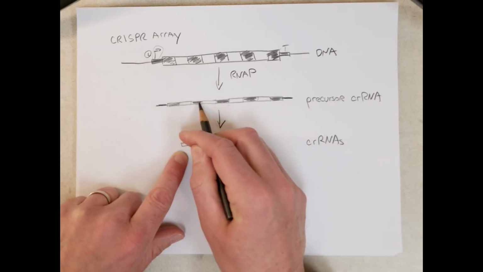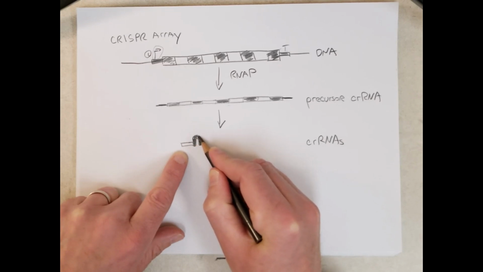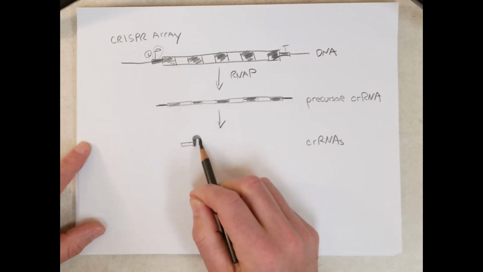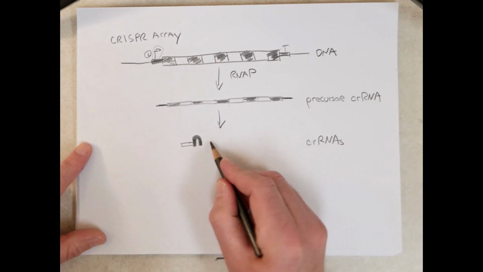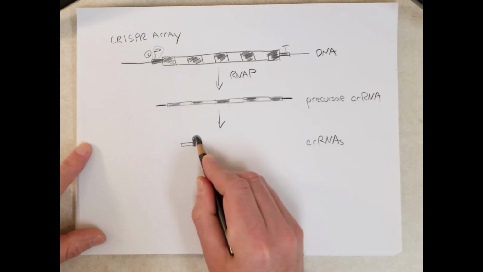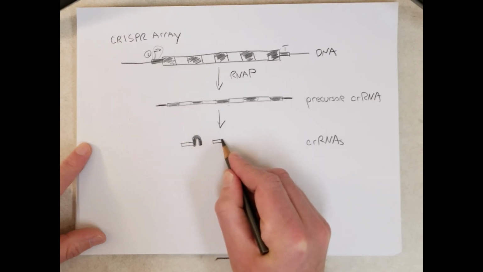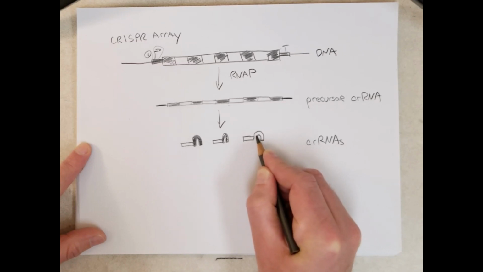So this part right here, remember those palindromic regions? Well, they tend to help this part of the RNA molecule form intramolecular hydrogen bonds and form some sort of hairpin secondary structure. So we've got the spacer sequence here and the repeat region here. Now these are RNA molecules, and the repeats are forming a secondary structure which is going to be recognized by bacterial proteins, and bacterial proteins are going to bind those things.